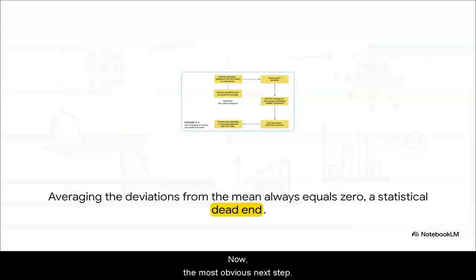Now, the most obvious next step seems simple, doesn't it? Let's just find the distance of each score from the mean and then average all those distances. Makes sense. But when statisticians tried this, they hit this frustrating dead end. The positive distances and the negative distances always perfectly cancel each other out. You always wind up with 0. It tells you absolutely nothing.